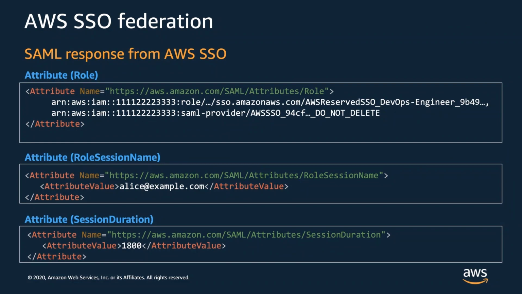You can see that the SAML assertion from the AWS SSO to IAM contains the session name and the session duration, similar to the one we've seen from the external IDP in the direct federation scenario. Again, in contrast with the direct scenario, this SAML assertion has only a single IAM role that references the immutable role created by the AWS SSO.